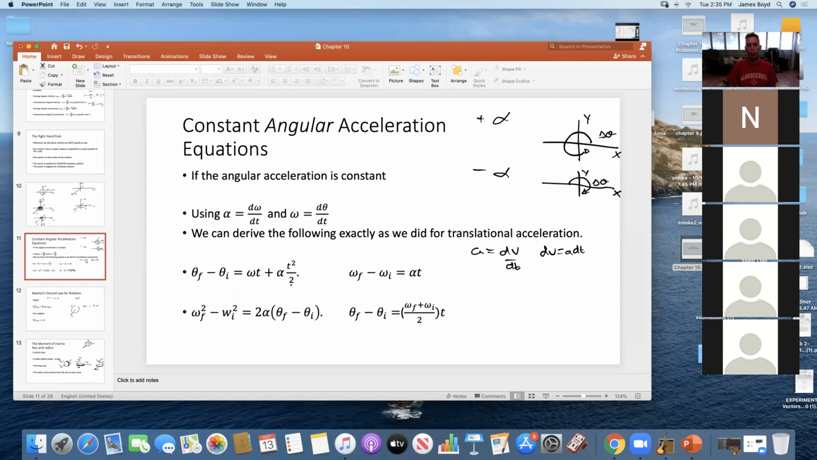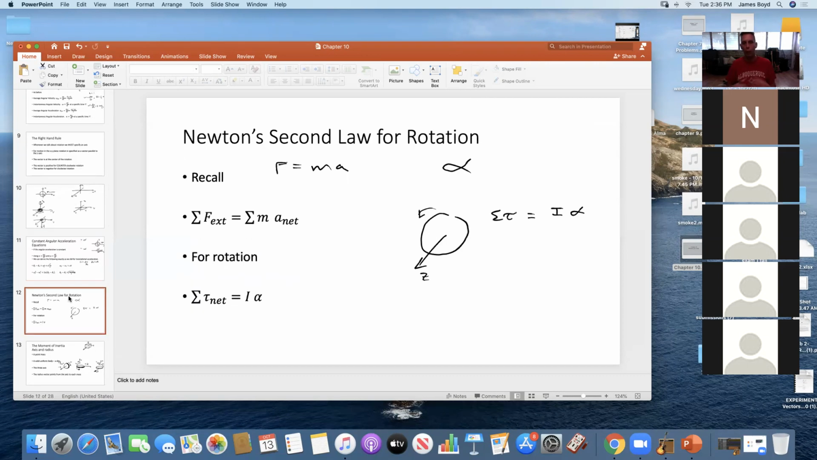If it starts from rest, omega initial is 0. Theta initial can always be 0. Wherever you want to start measuring the angle from, you can essentially just say, yeah, it's 0, except for in some weird case. So the rest of our job is going to be to find these two things.